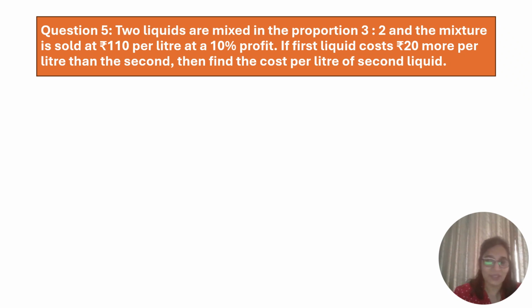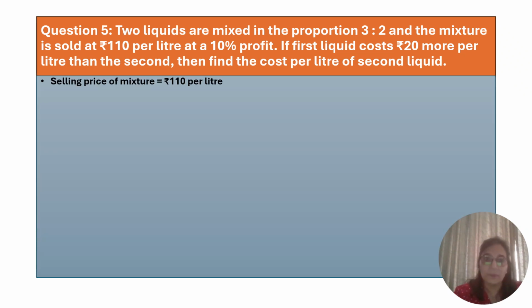Let's see question number 5. Two liquids are mixed in the proportion 3:2 and the mixture is sold at rupees 110 per litre at a 10% profit. If first liquid costs rupees 20 more per litre than the second, then find the cost per litre of second liquid. Now the selling price of mixture is given, that is 110 per litre.